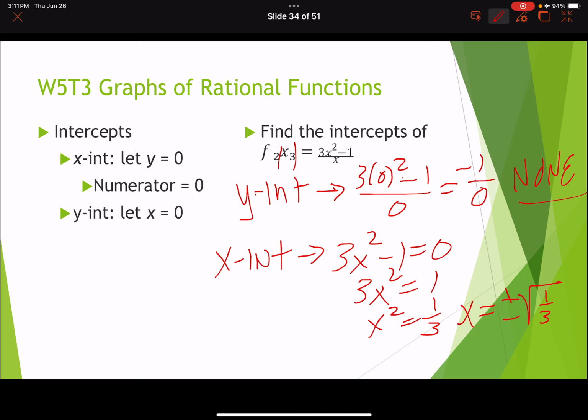Okay? So easy way of doing it. Just make the numerator be 0. There's your x-intercepts. Make x be 0, and calculate, there's where your y-intercept is. Okay?